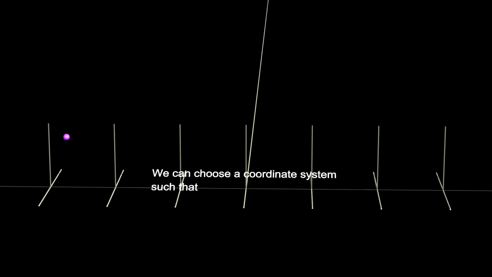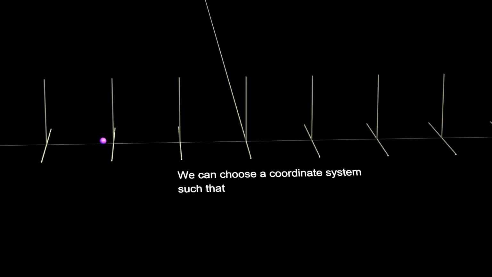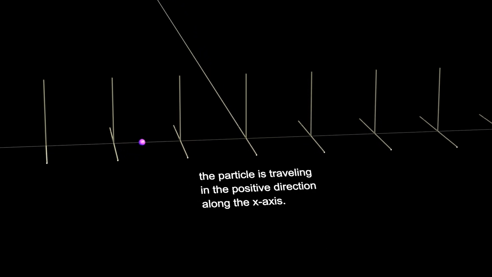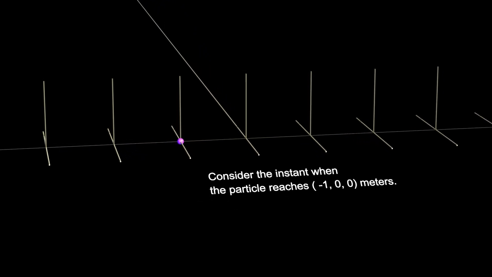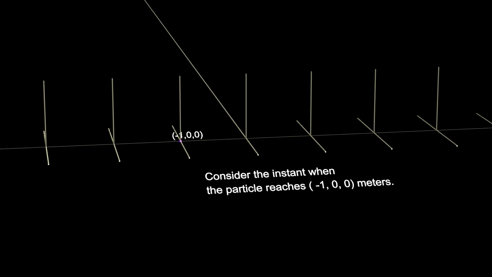One particle. Suppose a particle is traveling at a constant velocity. We can choose a coordinate system such that the particle is traveling in the positive direction along the x-axis. Consider the instant when the particle reaches -1 meters.